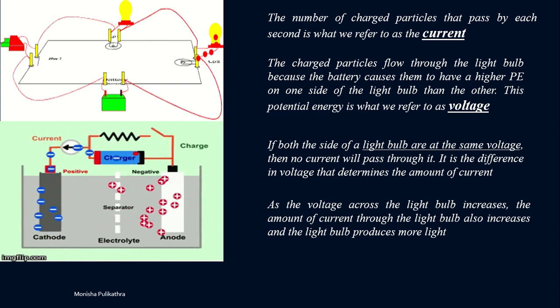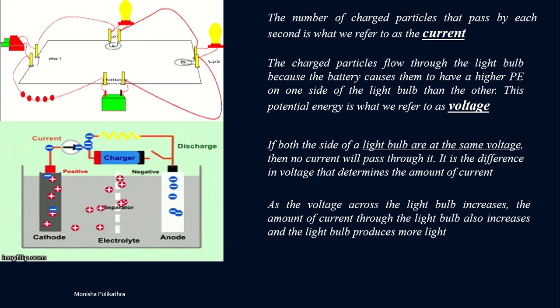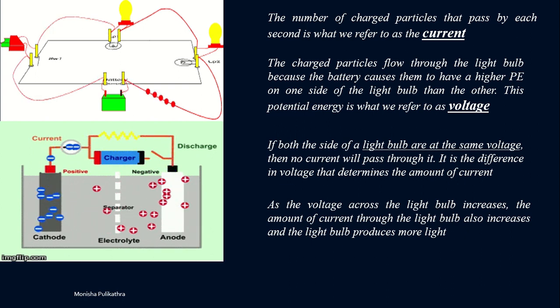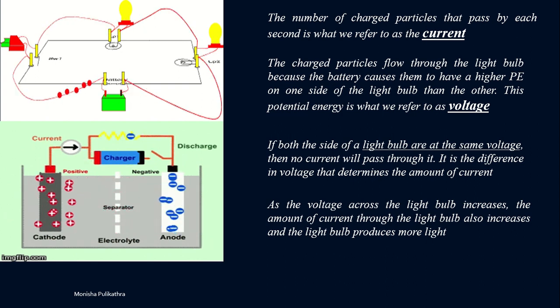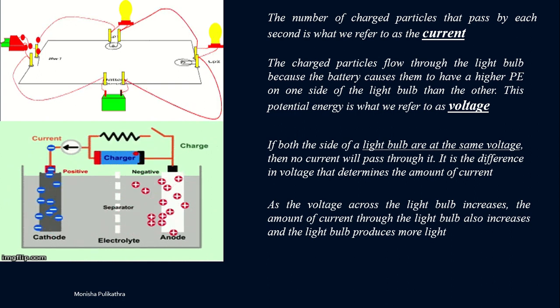If both sides of the light bulb are at the same voltage, then no current will pass through it. It is the difference in voltage that determines the amount of current. As the voltage across the light bulb increases, the amount of current through the light bulb also increases and the light bulb produces more light.